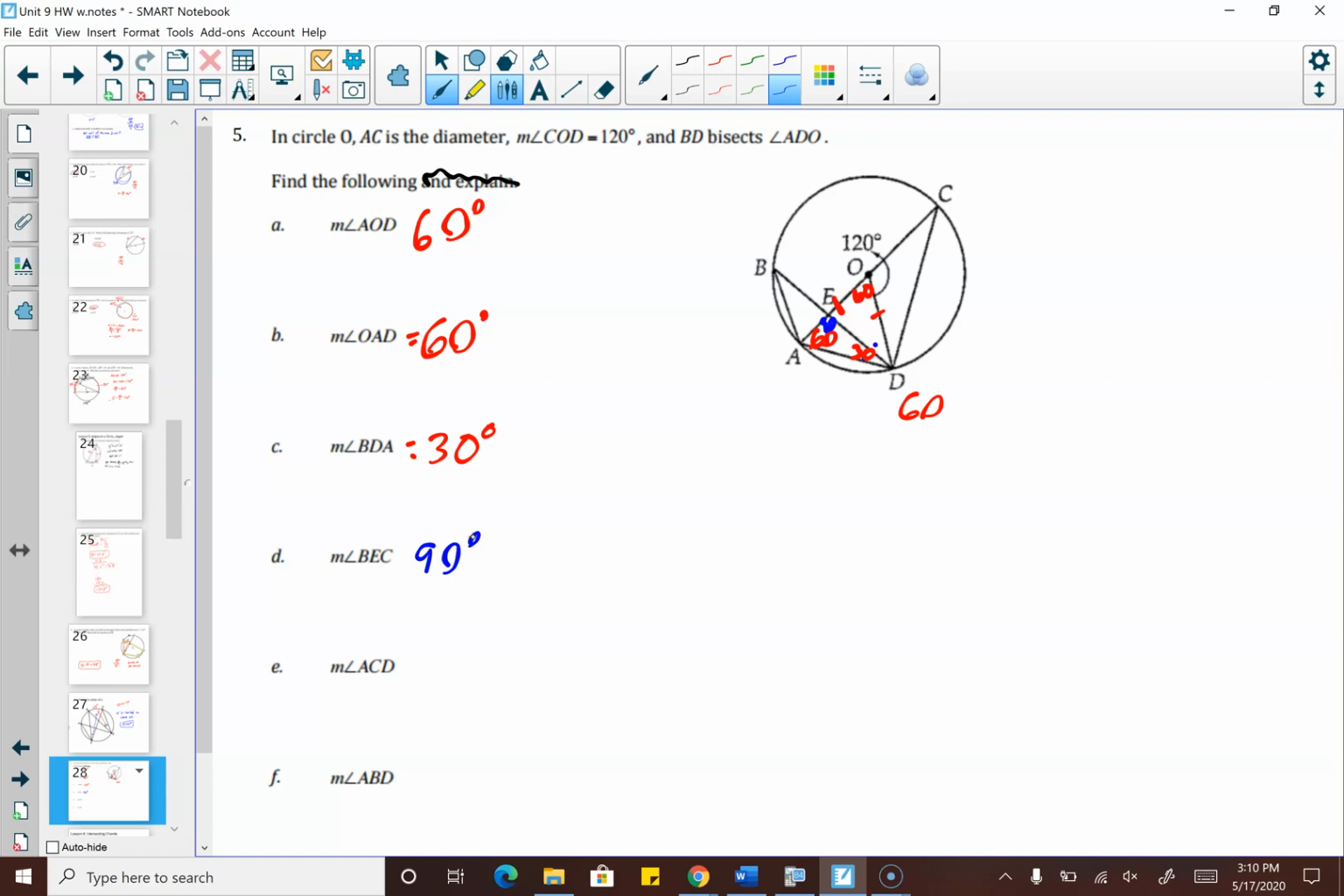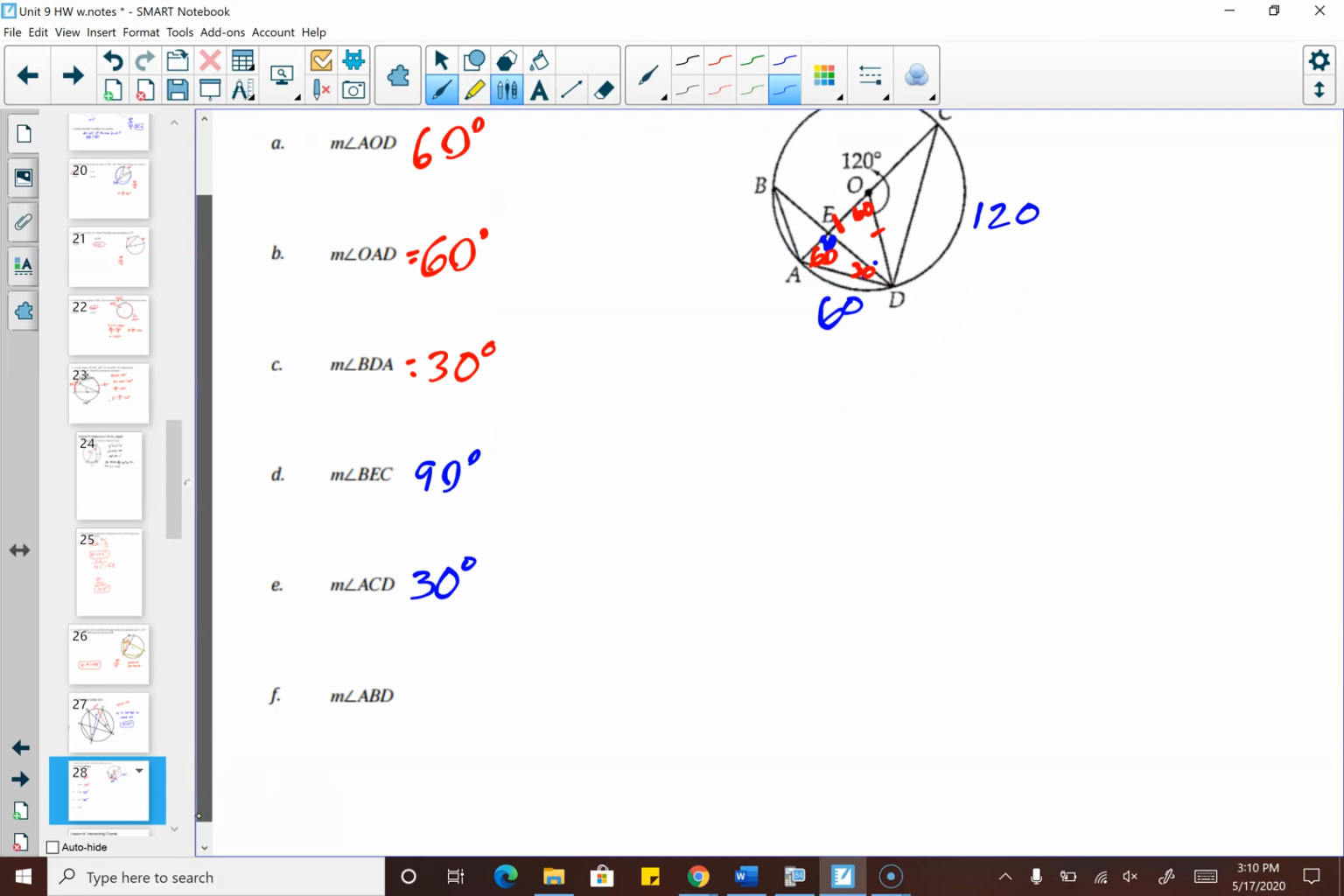Find the measure of angle ACD. Well, I'm going to erase this so we don't get confused that it's an arc. If they gave us the central angle here as 120, we know that arc CD is 120. We've got a diameter, so we know it's 180 degrees. So 180 minus 120 gives us 60. So since ACD is inscribed to that 60-degree arc, we end up with a 30-degree angle.